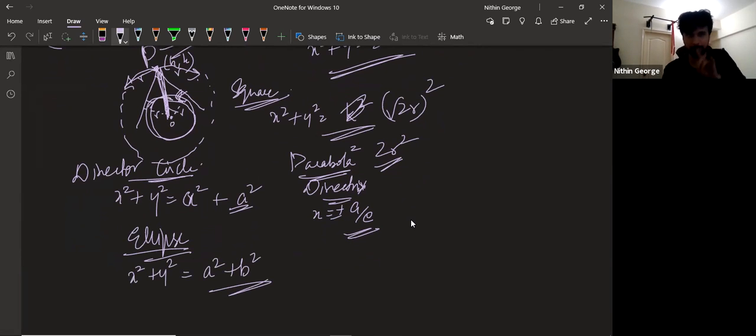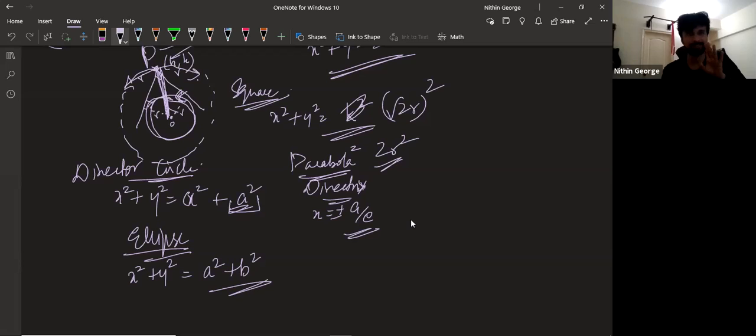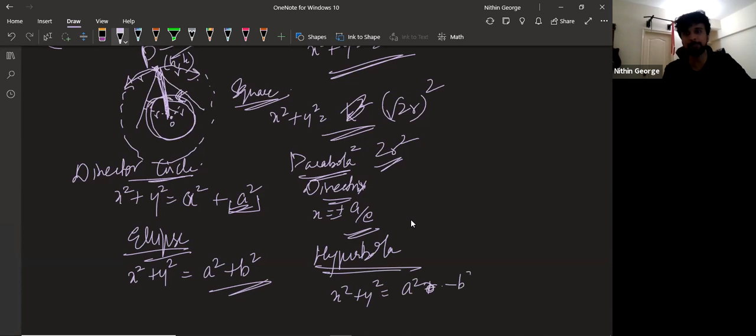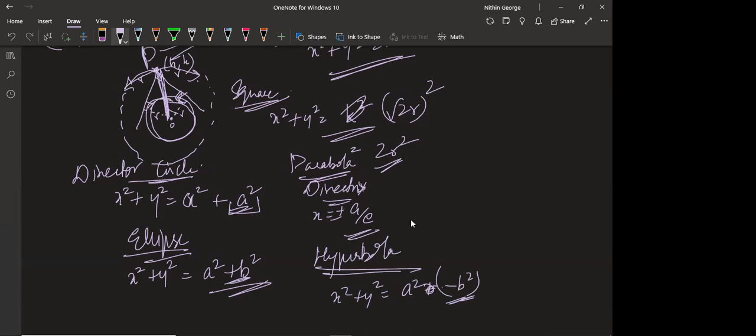Okay. Now, do you understand what's happening? Yes, sir. You just replace one a square with b square. Okay. For a hyperbola, what is the director circle? x square plus y square equal to a square minus b square. So simply replace the plus b square with minus b square to get the case for a hyperbola. All right. Is this much clear, guys? Yes, sir. We have actually learned this before. We just have to visualize it.